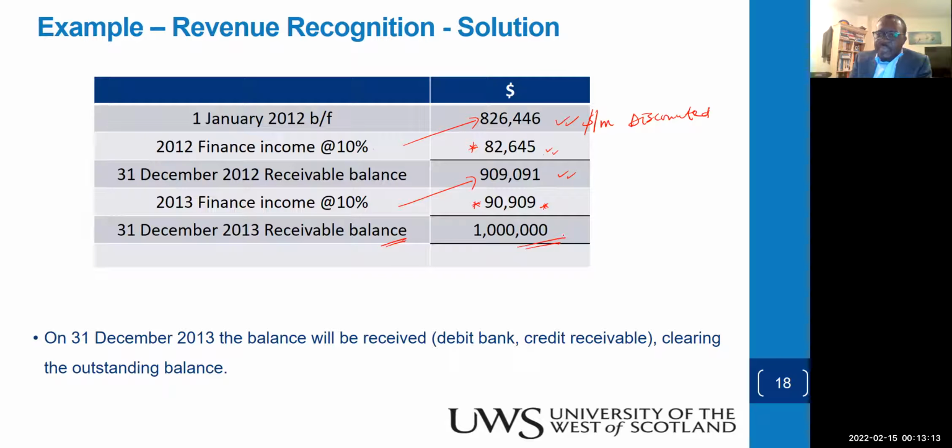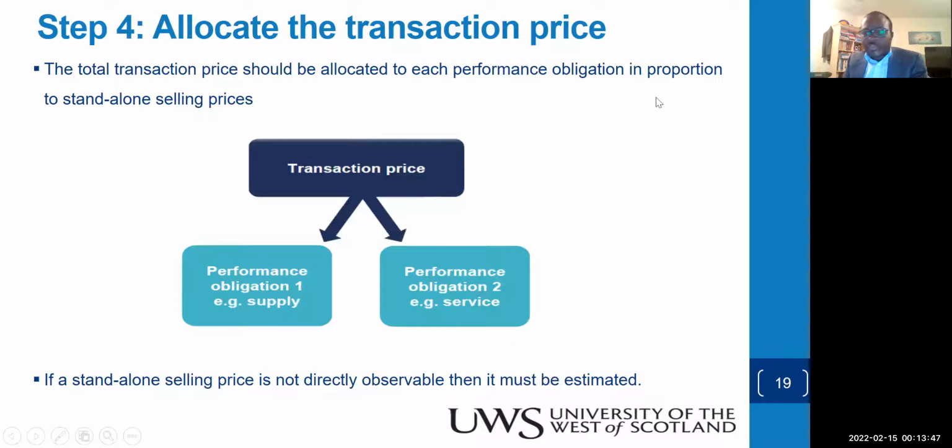If he pays us cash, we reverse it by crediting our debtors account and debiting our cash or bank account to close it off. So on 31st December, if he receives cash, we debit the bank and credit the receivable to clear the outstanding. That's it. All right, now let's go to step 4.